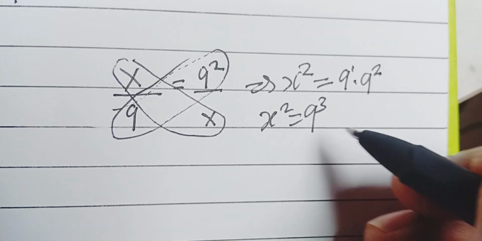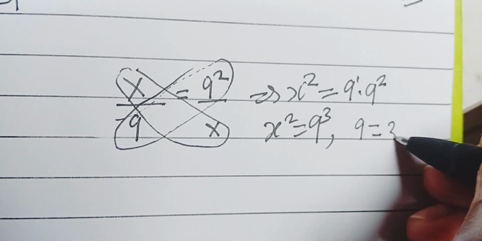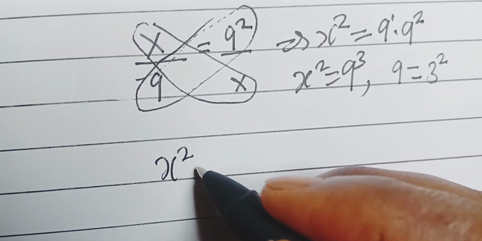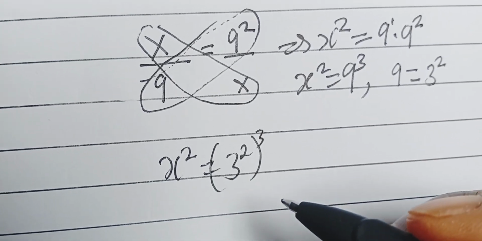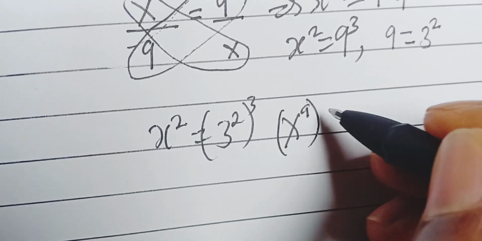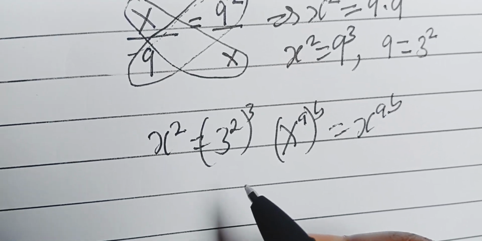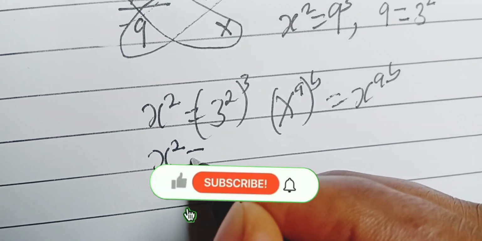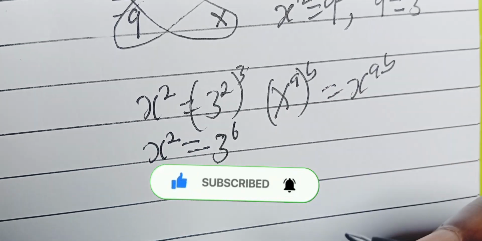Okay, but we know that 9 is equal to 3 to the power 2. So this can be x squared is equal to 3 to the power 2 times 3. Alright, so from the law of indices that says that x to the power a, all to the power b, is equal to x to the power ab, this can become x squared is equal to this times this, 3 to the power 6.